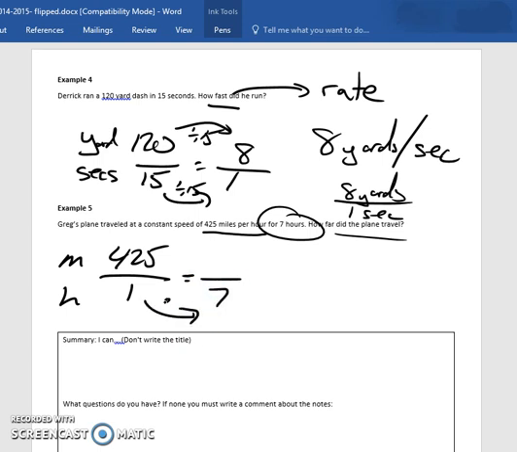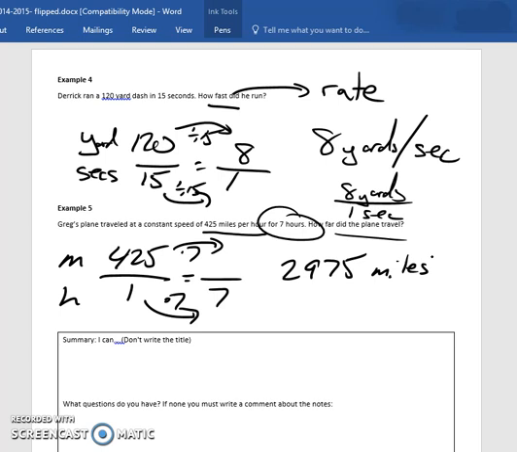So, let's multiply. Reach for your calculator. Punch that in, 425, you're going to times it by 7, and you get 2,975. And what's my labeling going to be? It's going to be miles, because they want to know how far the plane ended up going.